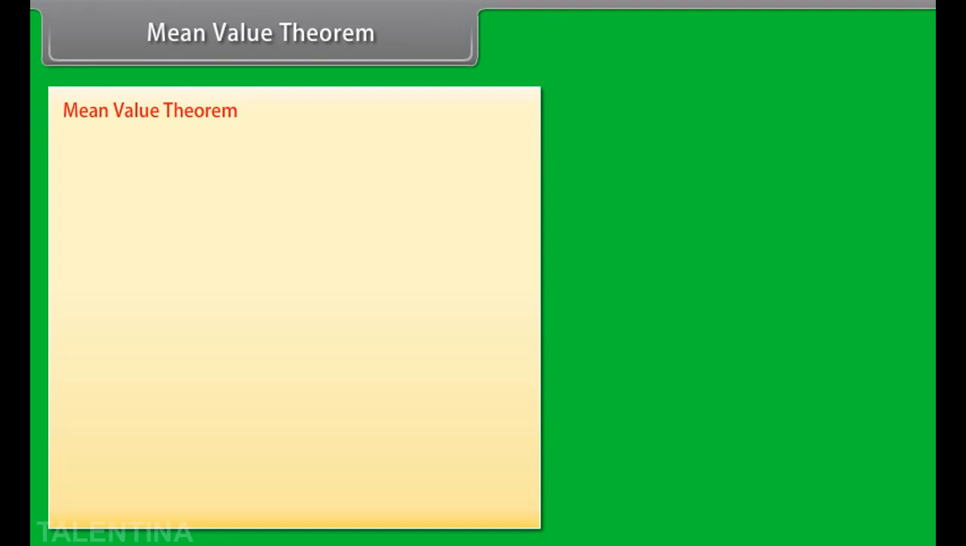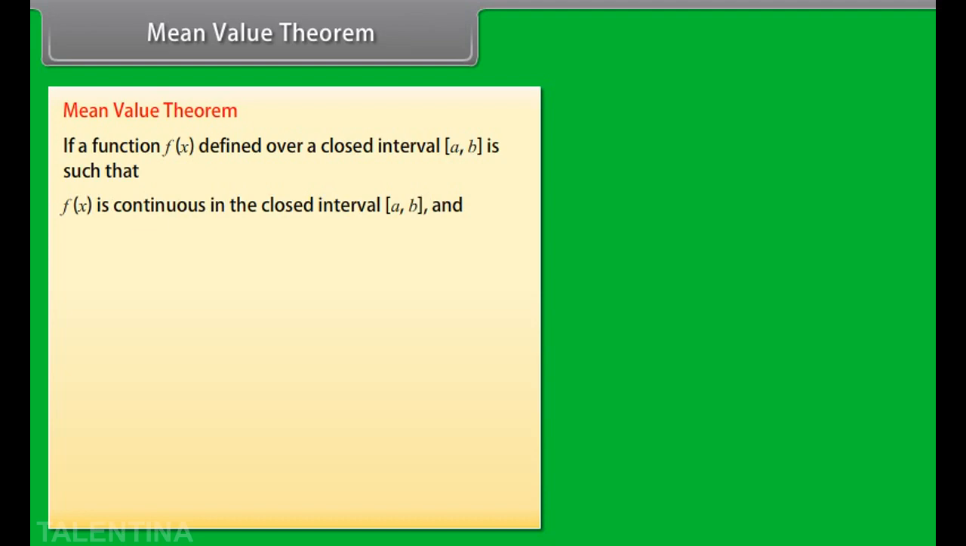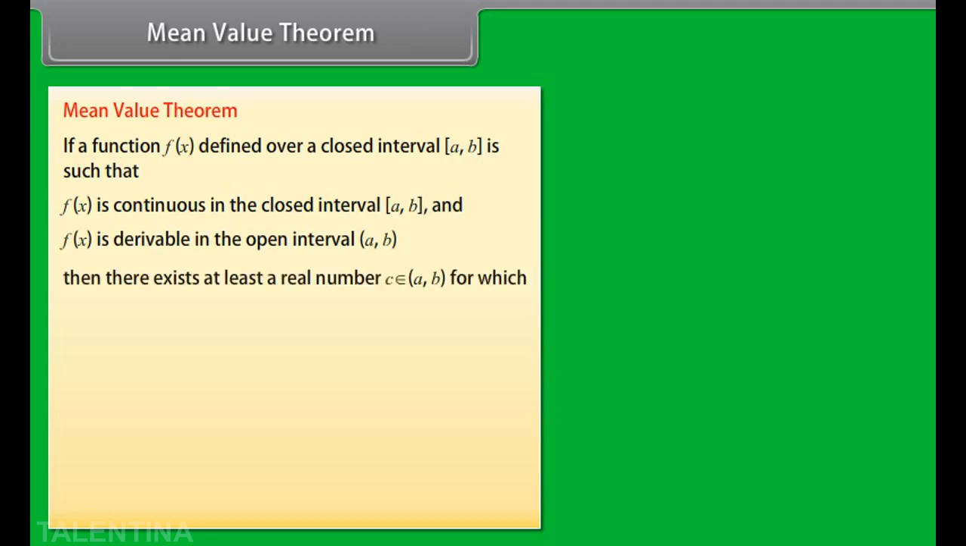Mean value theorem. If a function f of x defined over a closed interval a, b is such that f of x is continuous in the closed interval a, b, and f of x is derivable in the open interval a, b, then there exists at least a real number c belongs to a, b, for which f dash of c is equal to f of b minus f of a divided by b minus a.